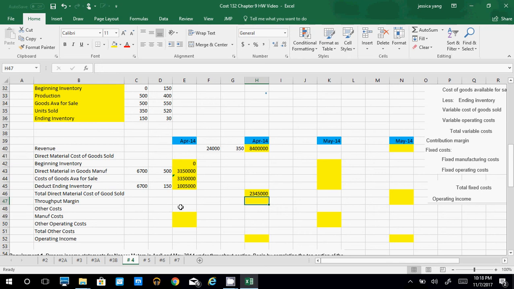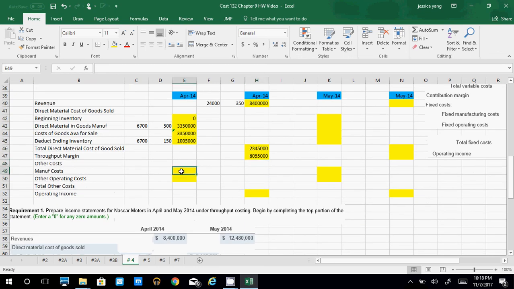For the throughput margin, we take our revenue of $8,400,000 and subtract our total direct material cost of goods sold of $2,345,000 to get an answer of $6,055,000.